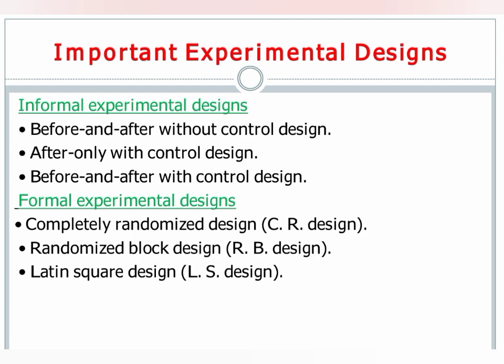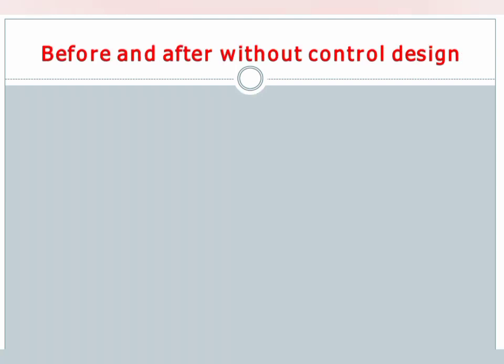In the informal experimental designs, we have these three experimental designs. So first, coming to the informal experimental designs. What are the informal experimental designs? These designs are less rigorous than formal experimental designs. They are often used in exploratory research or in situations where it is not possible to control all of the variables that could affect the results of the experiment.